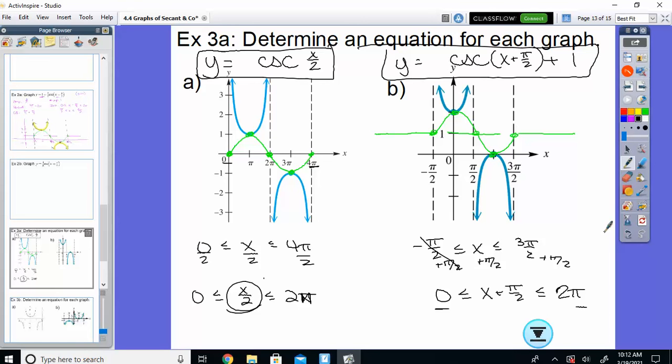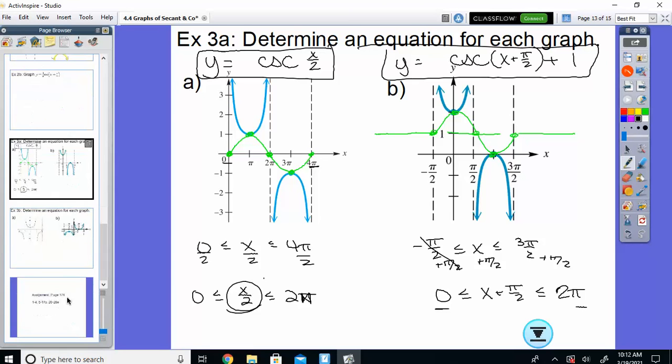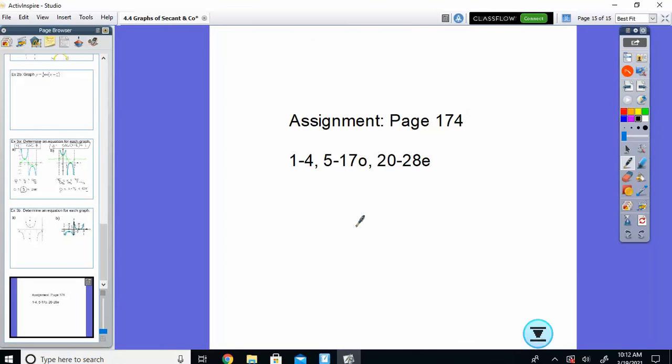Do we want any more of those? Nobody's going to say anything. I'll give you your homework and then you can ask me if you need help with it. So the first 4 are matching, the next set you're drawing graphs, and the last ones are some writing equations and some true-false questions.